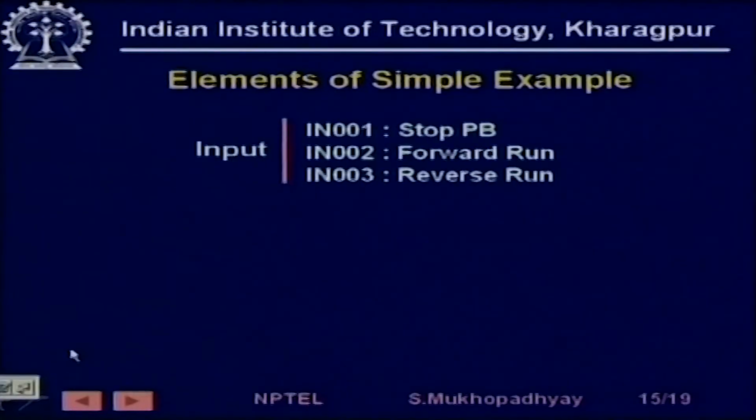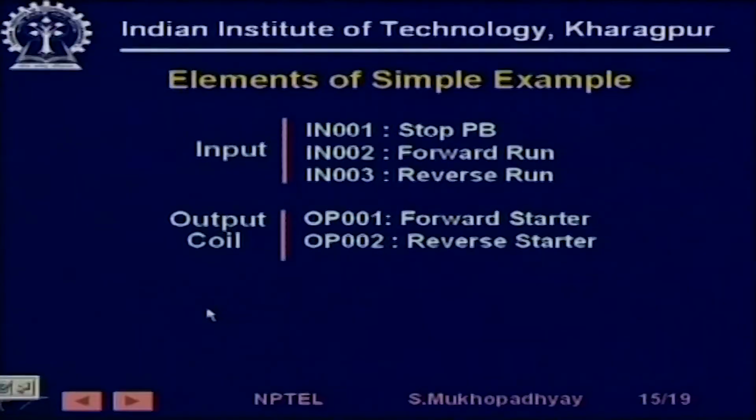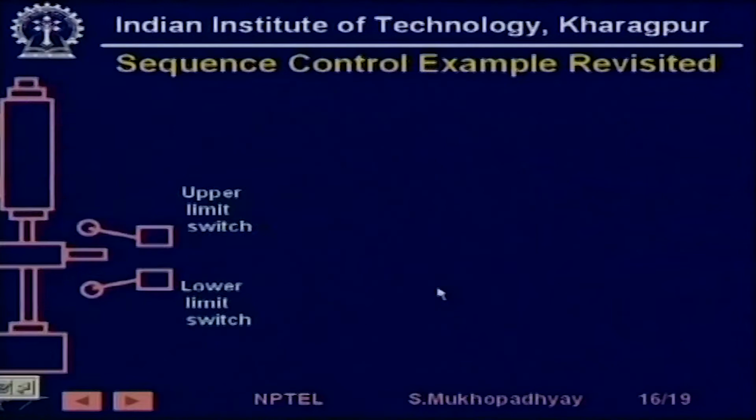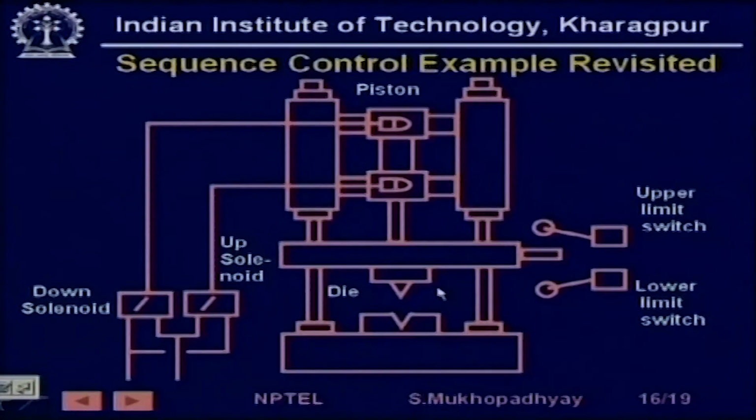Before we end, let's look at another example. So what are the elements? The elements of the example are IN001, which is the stop push button, IN002, which is a forward run push button, IN003, which is a reverse run push button, and the output coils are forward starter and reverse starter, and there are auxiliary contacts NC and NO also corresponding to these. So there is one NC and there is one NO. Oh, I am sorry. Anyway, that we have studied.